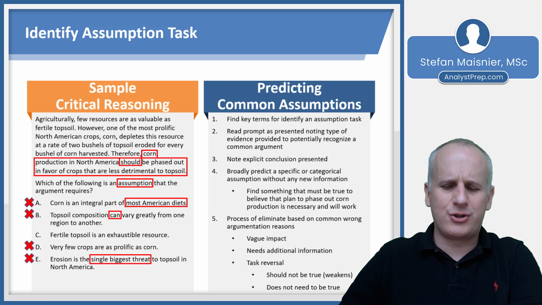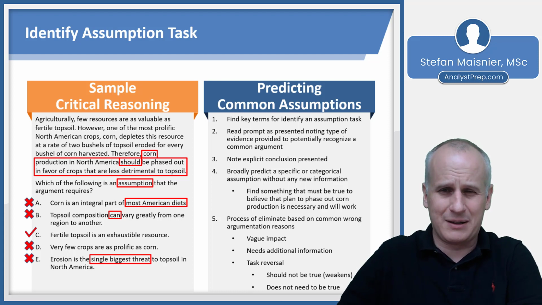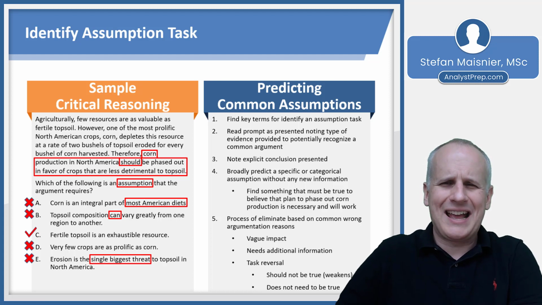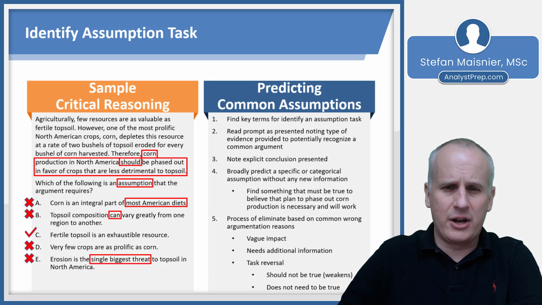But if we look at choice C, fertile topsoil is an exhaustible resource. Well, that explains why we need to save the topsoil. And if fertile topsoil were not an exhaustible resource, well, then why do we need to do the plan? We will never run out of it. So who cares if the corn is detrimental to the topsoil? It completely destroys the recommendation, its validity. And that's how an assumption must work. It's the thing that is necessary in order to believe the conclusion at all. And of course, our correct answer here is C.